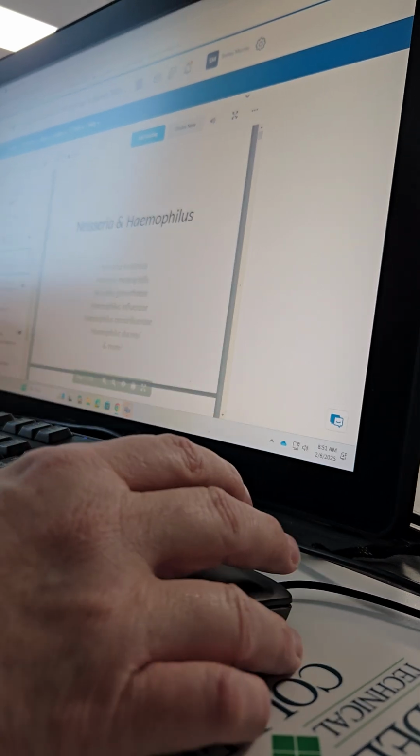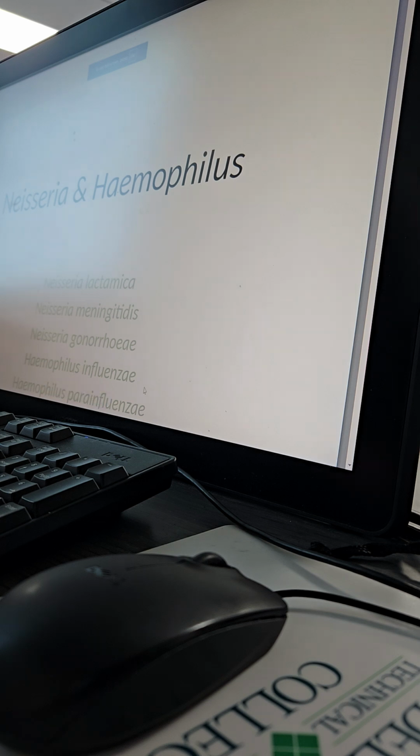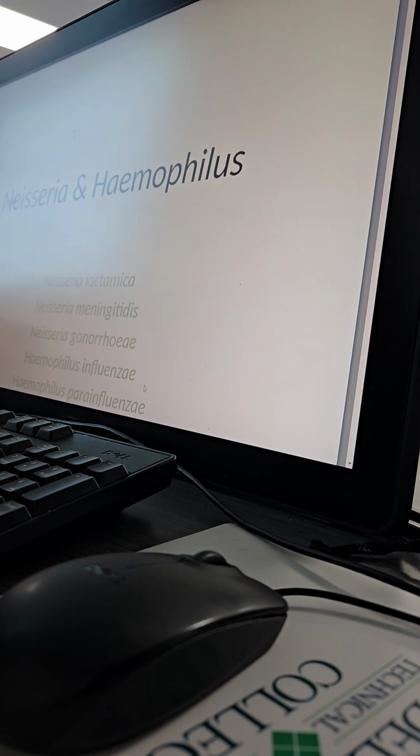Okay, so Neisseria and Haemophilus are kind of special because they're gram-negative, but they don't grow on MacConkey. In your chapters, you have Neisseria species as one chapter, and then you have Haemophilus in the HACEK group. So Haemophilus is in the HACEK group.